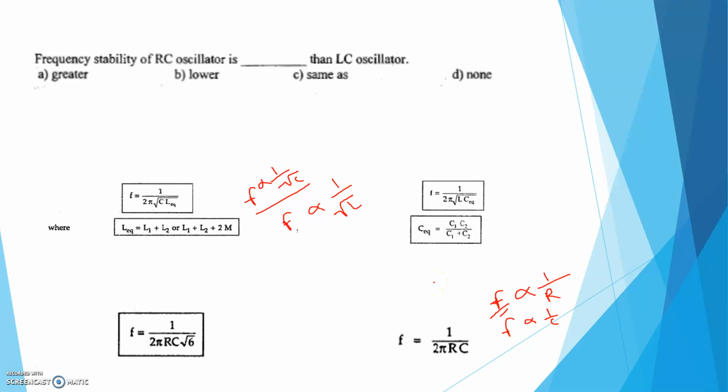So basically, if some electronic component changes due to some reason like change in temperature or moisture content, etc., see which circuit, which oscillator is going to be affected more. The oscillator which is going to be affected more is the RC oscillator, because with a small change there is a huge variation in frequency in case of RC oscillator, right? So frequency stability is less in case of RC oscillator compared to LC oscillator. So the answer is: the frequency stability of RC oscillator is lower than the LC oscillator.